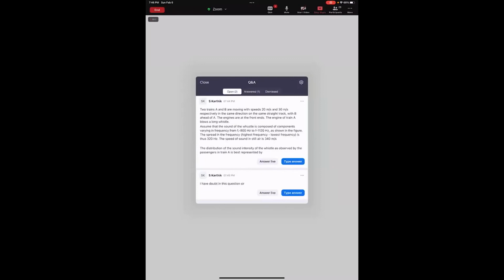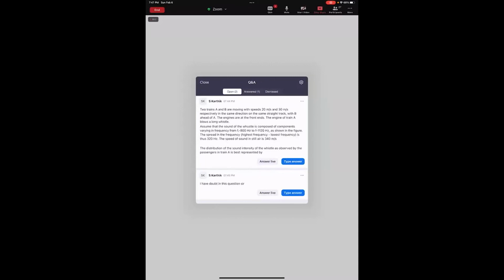Do it for 800 and for 1120 separately. So what is the formula? f0 times (v plus vo) by (v minus vs), or whatever. The velocity of sound is 340. In the numerator, the observer is going away, so I have to put minus 30 in the numerator. And in the denominator, the source is coming nearby, so minus 20 in the denominator. So (340 minus 30) by (340 minus 20) into 800 is the lowest frequency. The same into 1120 is the highest frequency.